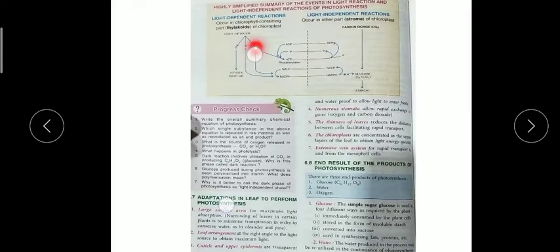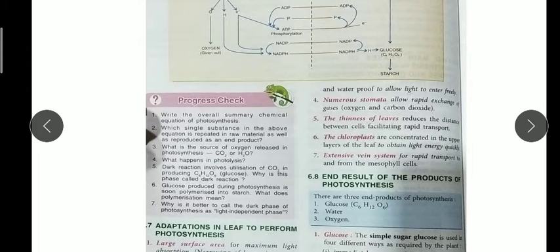What are the other factors that affect photosynthesis? I will explain this in my next video. So go through this chapter, these phases, light dependent and light independent. Solve the progress check exercise and the homework given on page number 70 and 72. You can see this is the page 72 exercises. Do it. If you find any difficulty, you can ask me also.